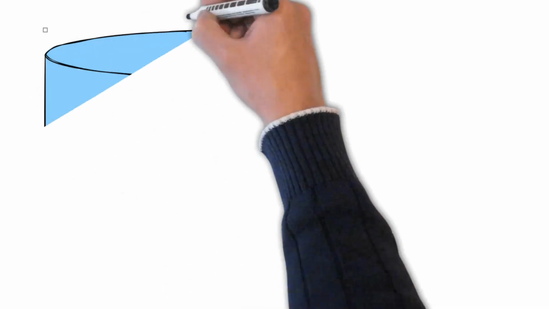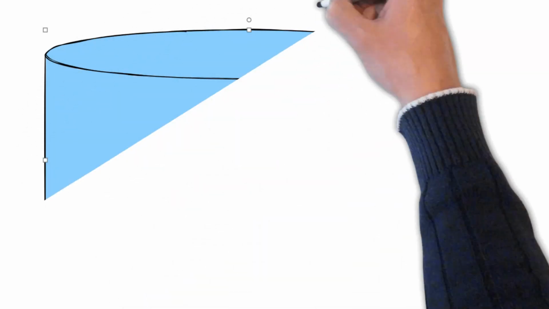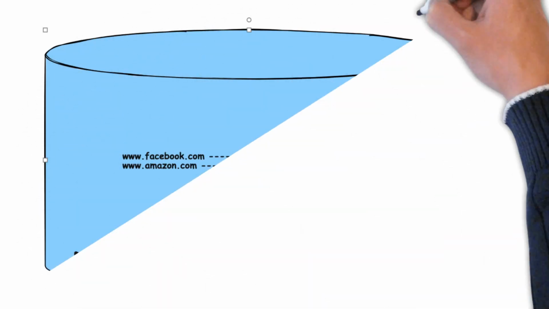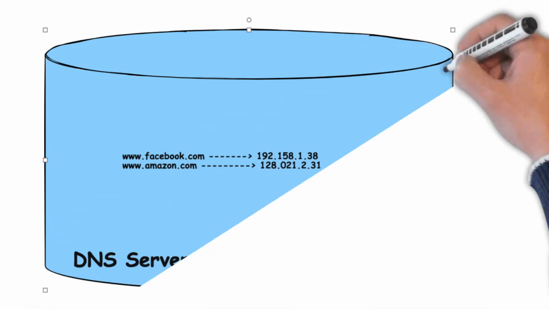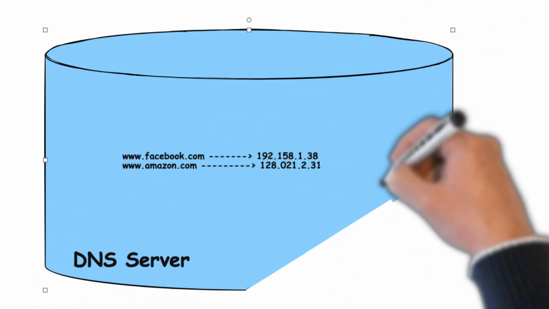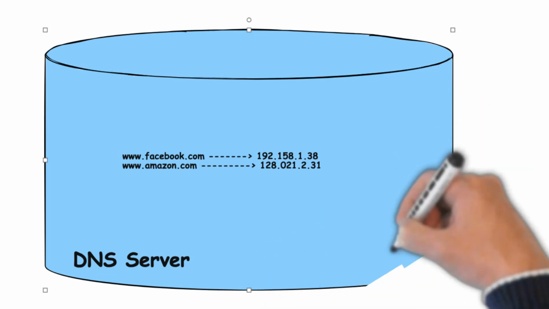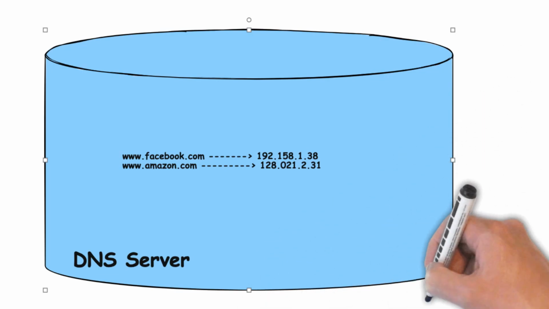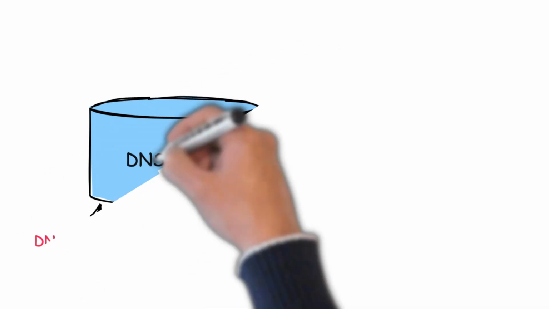A DNS server is a server or a machine that contains a database of public IPs and their corresponding domain names. Think of it like a storage which has a mapping of domain names and their IPs. A sample is shown on the screen, you can refer to it. When we hit the URL in the browser, we get the IP mapped with it from the DNS query.